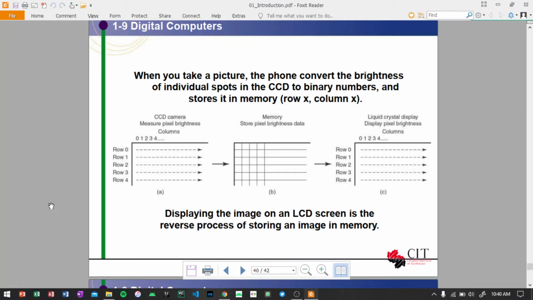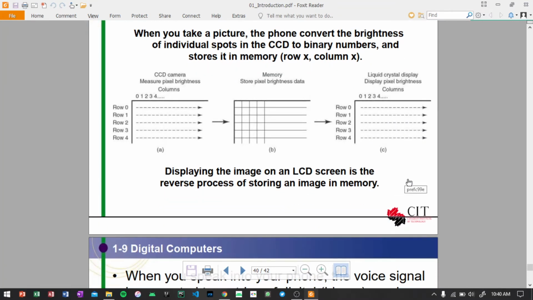And let me do a quick check about the CCD here. CCD is a charge coupled device. It is like an integrated circuit too, but it has an array, as I said, an array or matrix. Charge coupled devices convert to binary numbers. It goes to the camera, which measures pixel brightness in columns. Yeah, it's done.